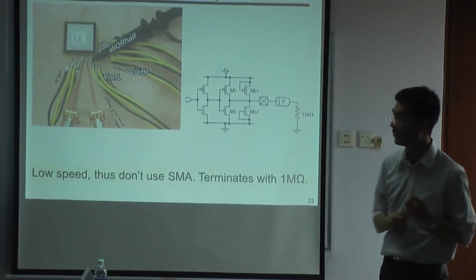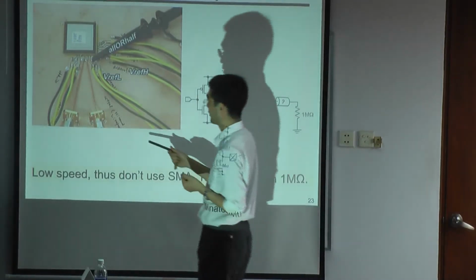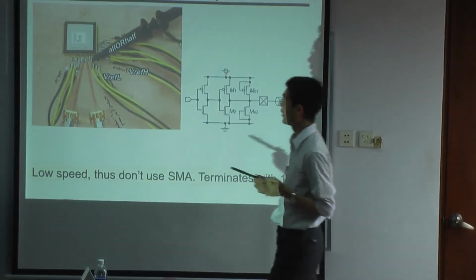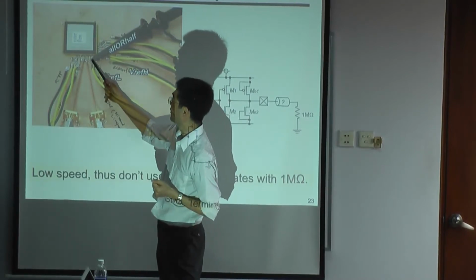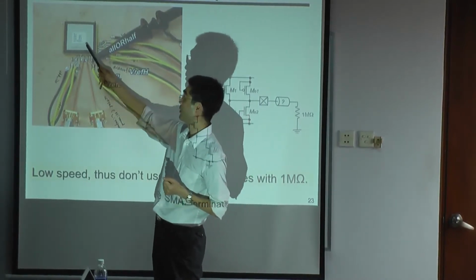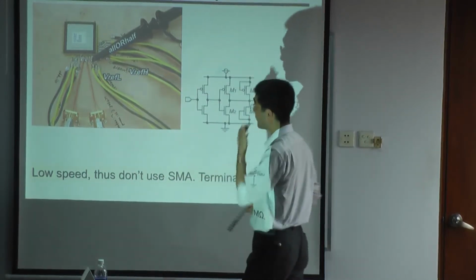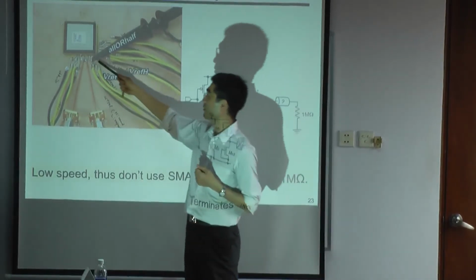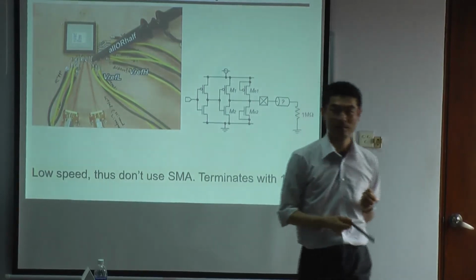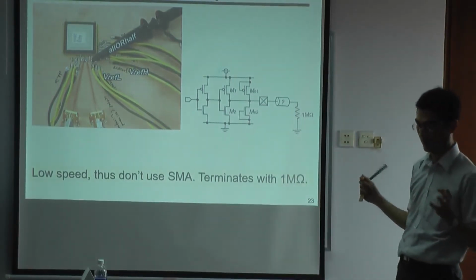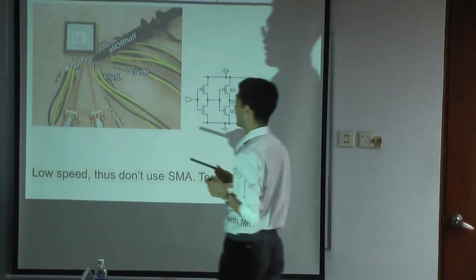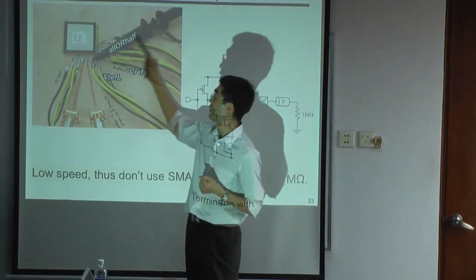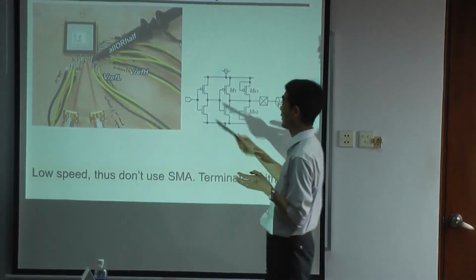And this is another example. We use SMA cables for high-speed pins. And this time, we measure this signal from the pin. When I measure this one, this signal is not so high frequency. This is about megahertz or about 100 megahertz. So we don't have to use SMA. We can just use this kind of probers.